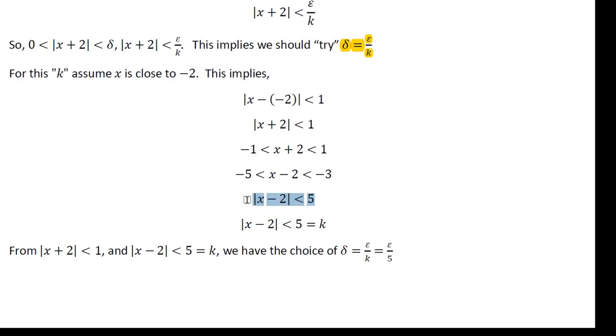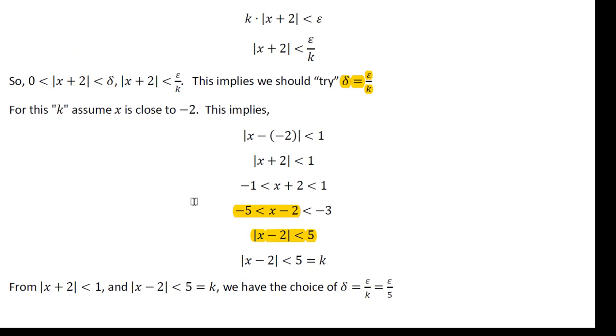And that turns out to be the absolute value of x minus 2 from this side of those inequalities. That's the definition of absolute value. So therefore, I have the absolute value of x minus 2 is less than 5. And I'm going to make that equal to k.